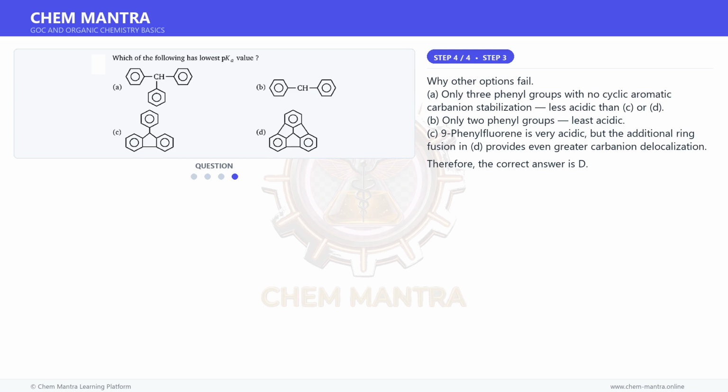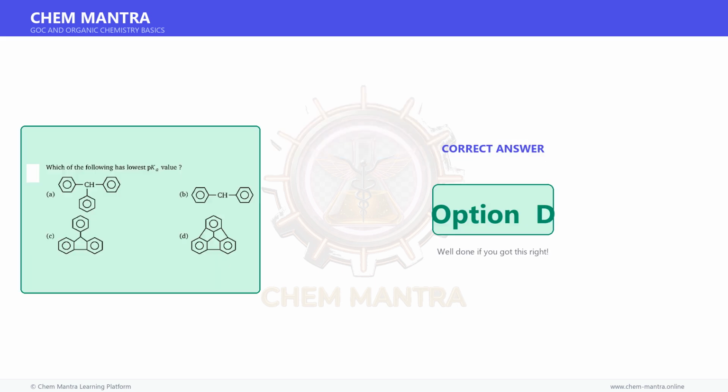Why other options fail? A. Only 3 phenyl groups with no cyclic aromatic carbanion stabilization, less acidic than C or D. B. Only 2 phenyl groups, least acidic. C. 9-phenylfluorene is very acidic, but the additional ring fusion in D provides even greater carbanion delocalization. Therefore, the correct answer is D. Therefore, the correct answer is option D.